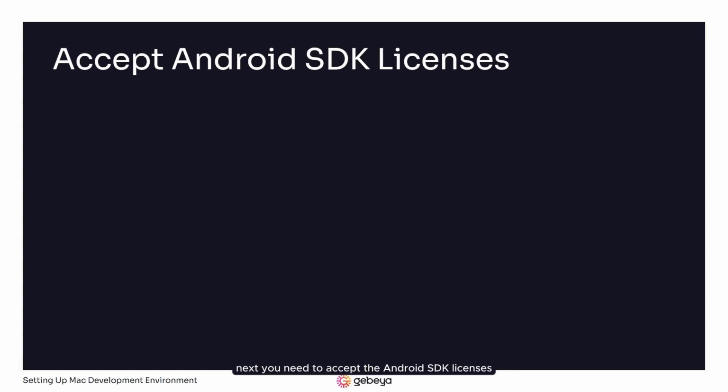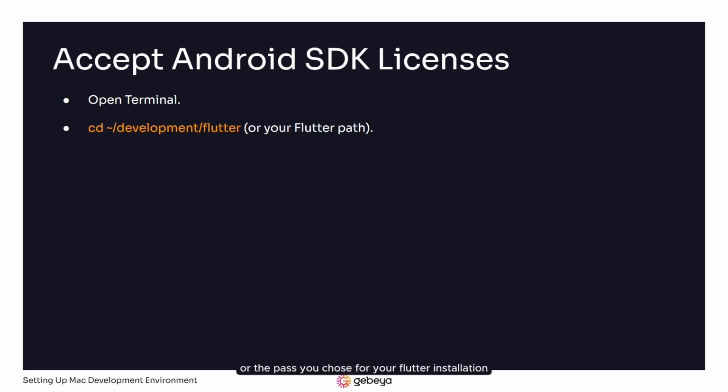Next, you need to accept the Android SDK licenses to ensure your Flutter projects can build and run properly on Android. Open your terminal, navigate to your Flutter directory using cd:/development/Flutter, or the path you chose for your Flutter installation. Then run the following command: flutter doctor --android-licenses. Follow the prompt in your terminal and accept all the licenses provided.